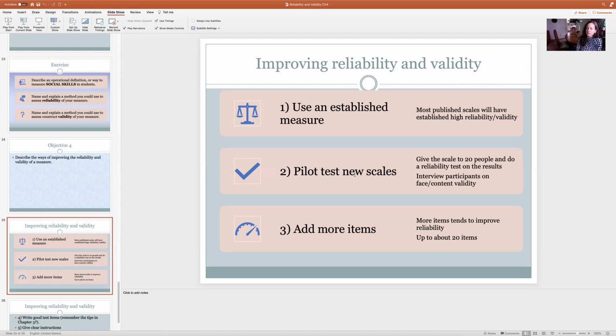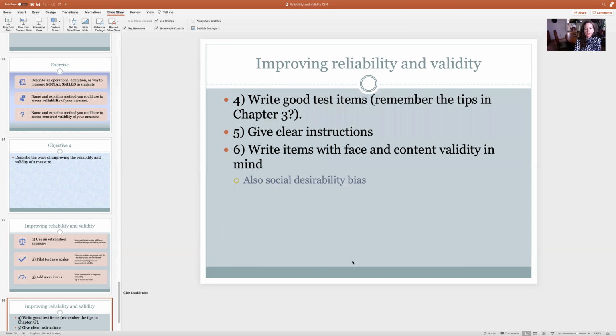Another way that you can improve reliability in particular is to add more items to your scale. So a questionnaire of 10 items is going to be generally less reliable than a questionnaire of 20 items. Up to about 20 items, we do increase the reliability by adding more items. After 20, the increase is really negligible.